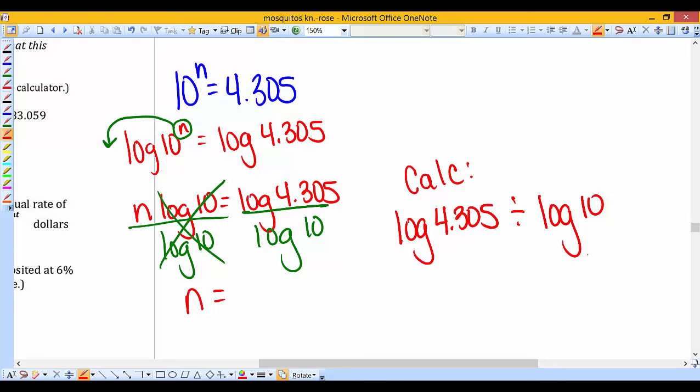A nice little shortcut to this is, since my base on the right side, or the denominator, is a 10, that would cancel and leave me with 1. So then you could just do log of 4.305 and you don't need to do the division. But it's good practice, because not always will this value here with the log be a 10. So I just think it's good practice to just go ahead and do the whole division in your calculator.